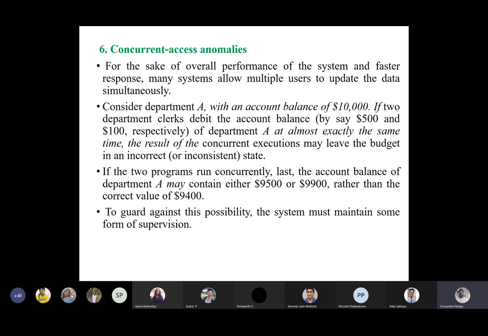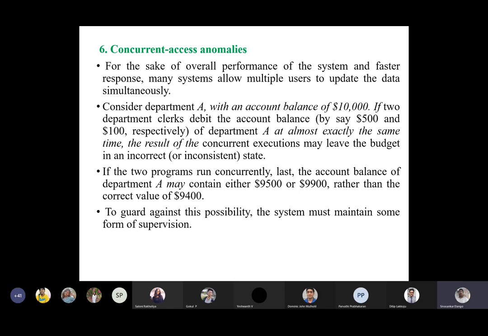So for example, consider a department A with an account balance of $10,000. If two department clerks debit the account balance by, say, $500 and $100 respectively at most exactly at the same time, the result of the concurrent transactions may leave the account balance in an inconsistent state, right?